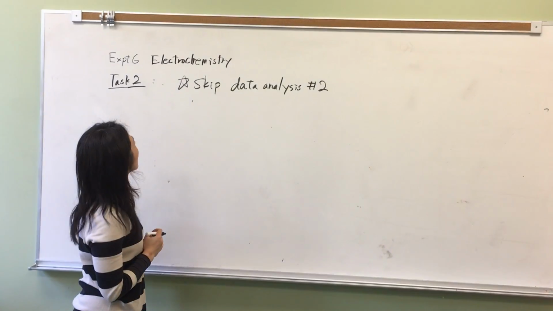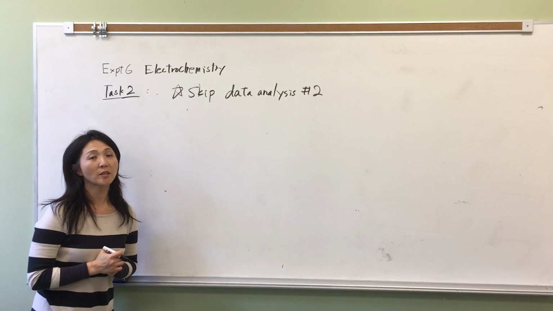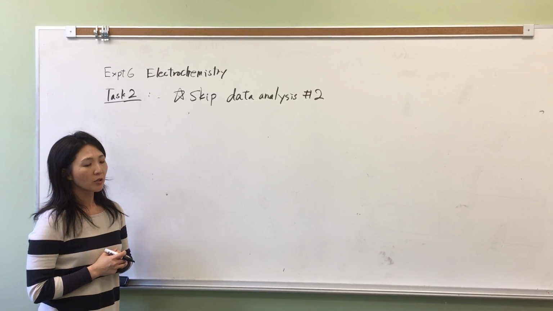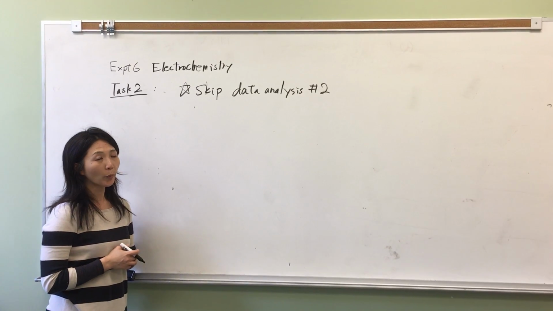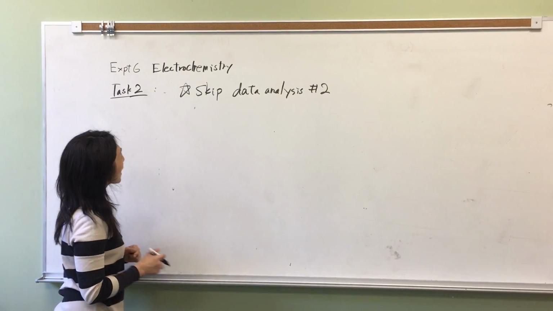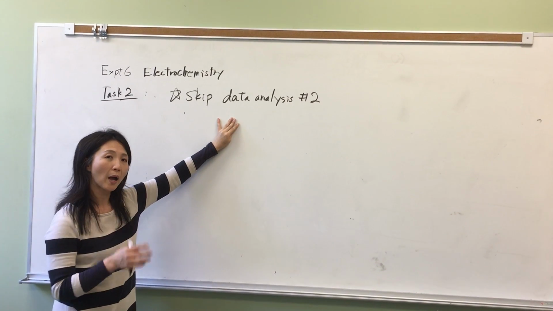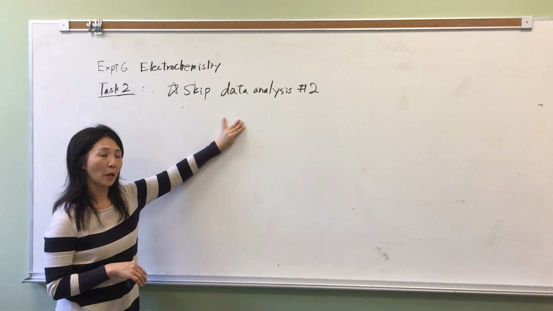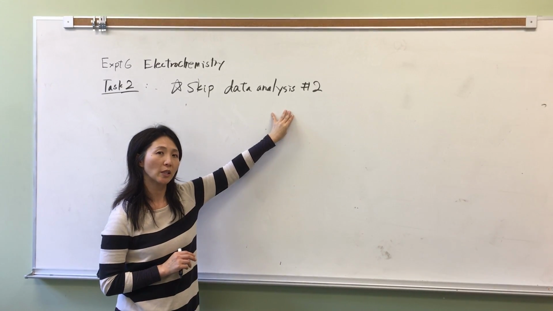Okay, so now I'm gonna discuss the task 2 data analysis. In task 2, you measure the cell potential at non-standard condition. On the worksheet, you need to report the E measured, which is the cell potential that you measured in the lab. In the lab manual, task 2, number 2, you're supposed to multiply by the instrumental error that you calculated in task 1, but you don't have to do it. So please skip data analysis number 2 in task 2.